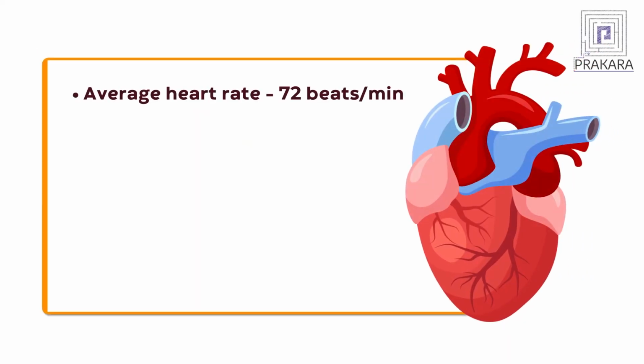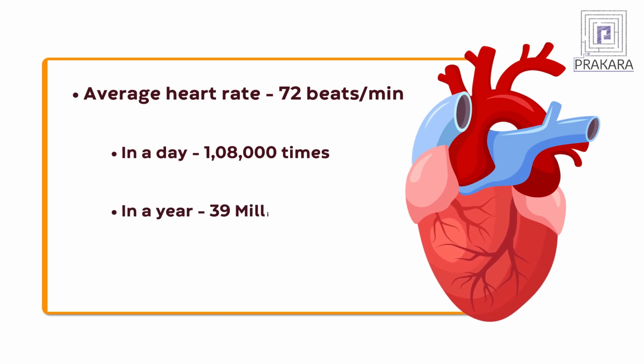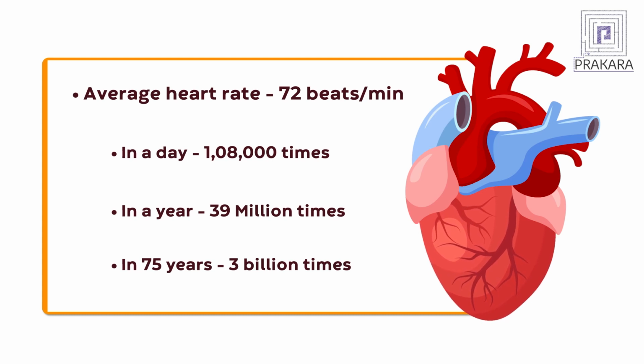The average value is around 72 beats per minute. So in a day, roughly your heart beats around 1 lakh times. That's more than 39 million times a year, or 3 billion times in 75 years.